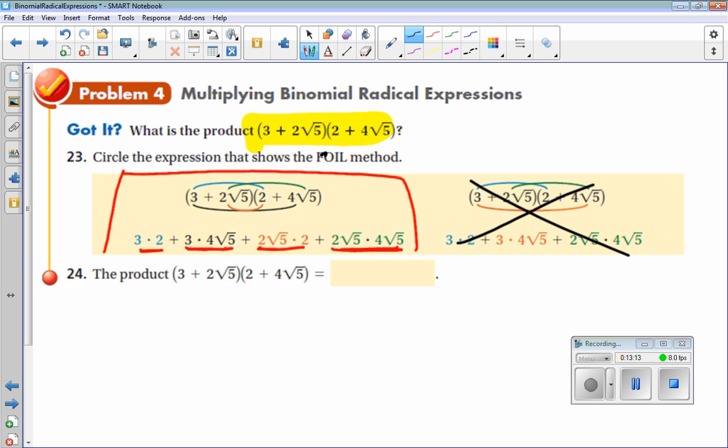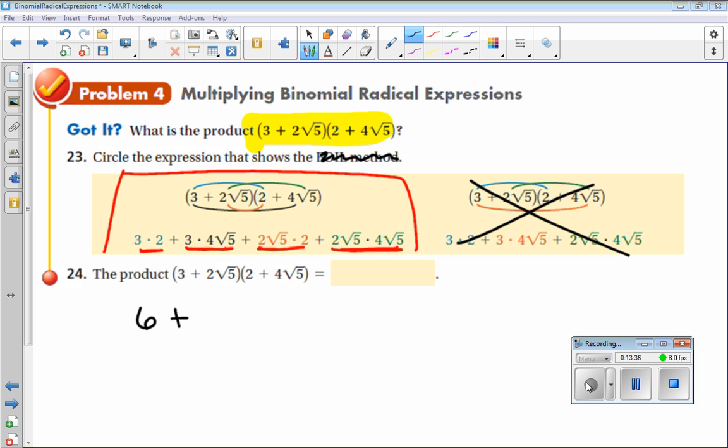Doesn't matter about FOIL method. I don't really care, right? First, 3 times 2, 3 times 4 radical 5, 2 radical 5 times 2. That's fine. Okay. It's the same thing. So, how do I simplify this? What is 3 times 2? 6. Plus, so I have 3 times 2 is 6.